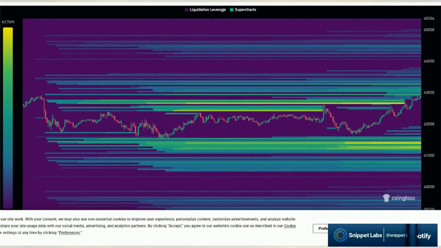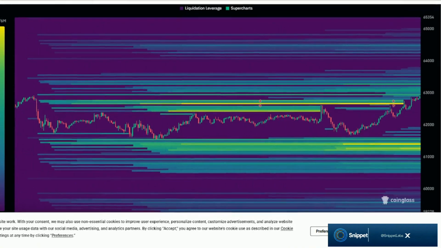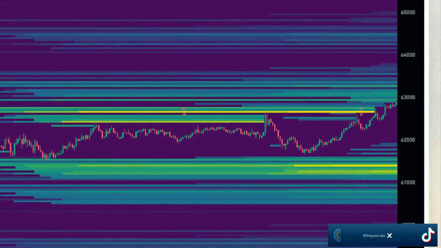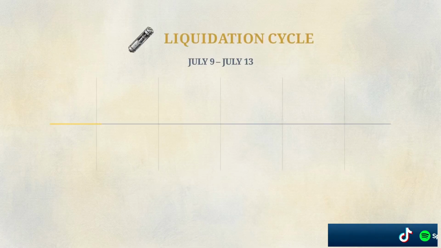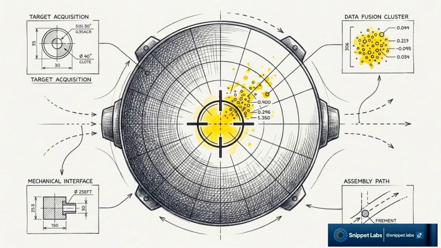The crucial data lies in the background color gradient. Bright yellow bands near $63,000 represent massive clusters of forced market orders. If price touches this, traders are liquidated, forcing automatic orders. By tracking a complete 5-day cycle from July 9th to July 13th, we can observe how algorithmic order flow systematically builds, traps, and ultimately hunts these leverage clusters.